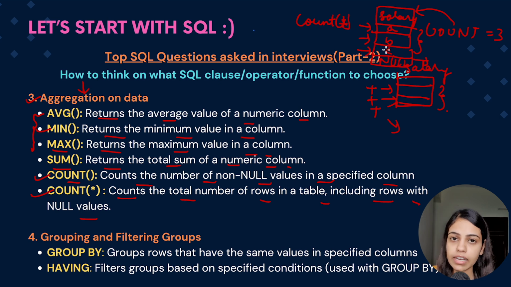Like it will include null as well as non-null values. So it will give me 4 as the output. So count will exclude the null values. Count star will also include the null values.